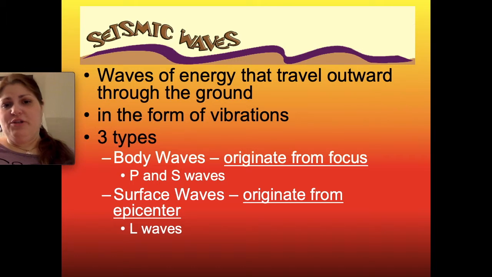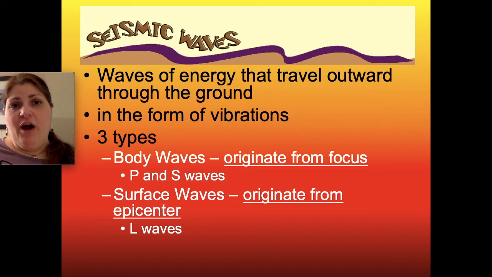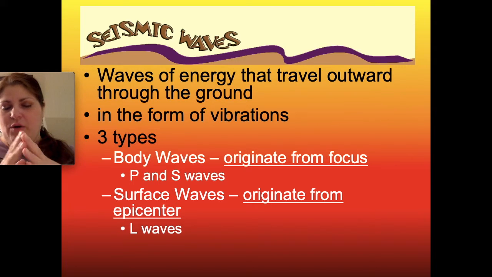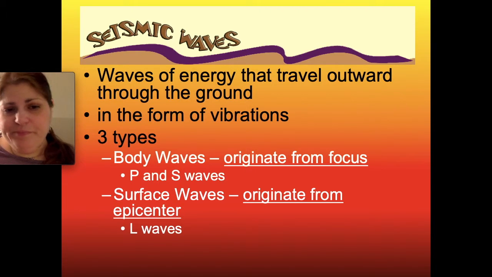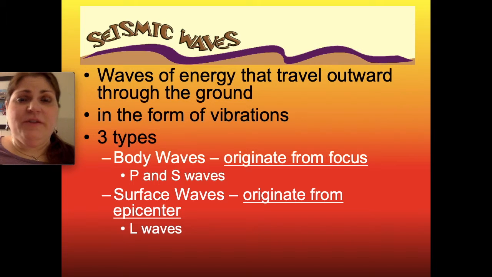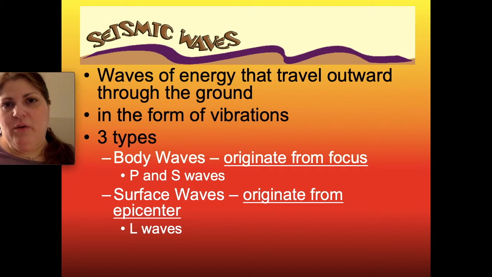So the first item in your chart is where they start from. Our first two types of wave are classified as body waves because they start from the focus, meaning they start from the depth of the earthquake, and they go through the body of the Earth, or a good portion of it for some of them. Conversely, surface waves, as their name implies, travel along only the surface of the ground. So they would start at the epicenter.